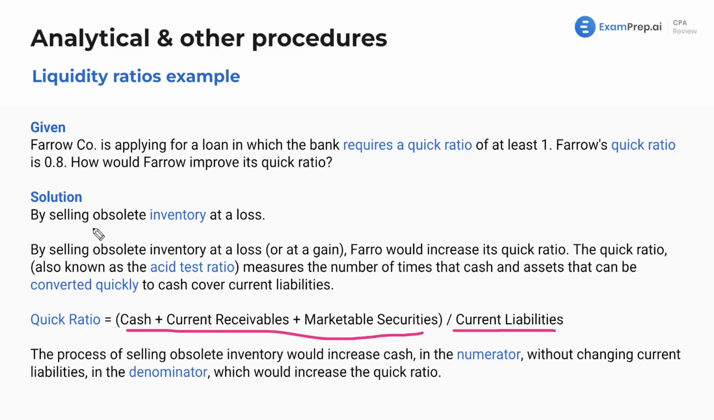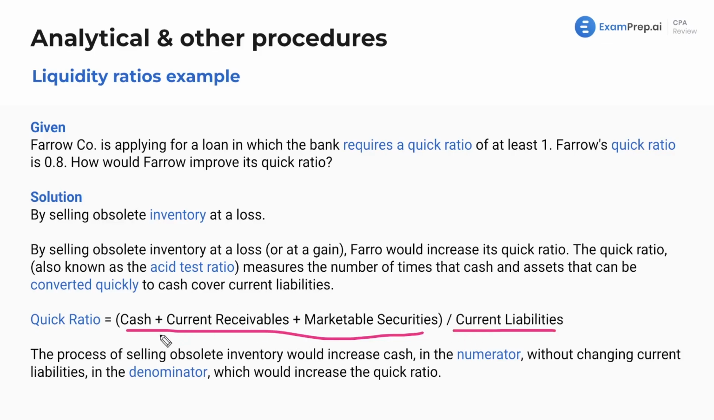Now we see here the solution to this, and there would be other options if you were seeing this in a multiple choice question. However, the solution here is by selling obsolete inventory at a loss. Why would that help? Let's think about that for a second. Well, we don't see inventory counted in the quick ratio. So if we sell obsolete or any inventory, now it doesn't have to be at a loss, it could be at a gain, just selling inventory in general and turning that into cash, that's not going to have any effect other than increasing cash.